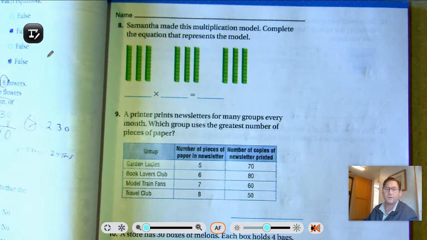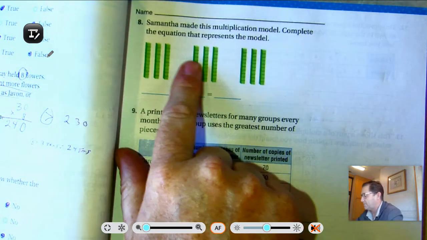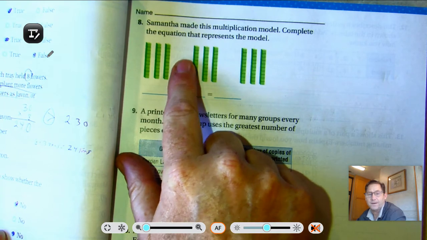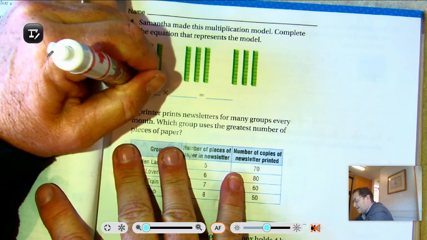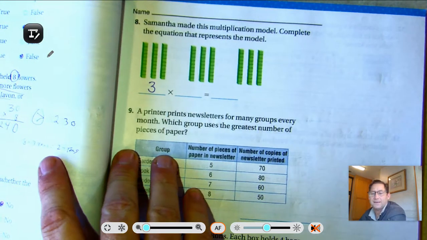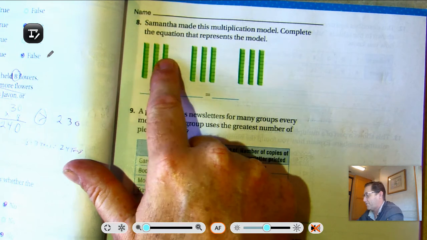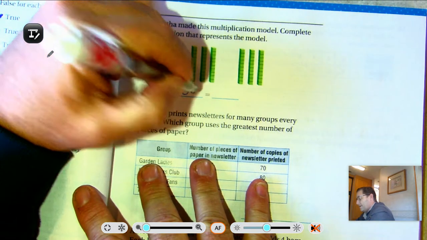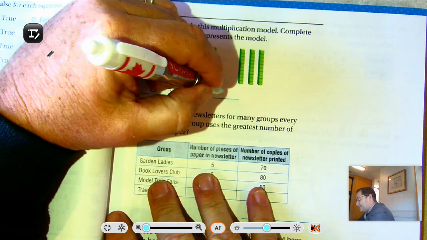Right, number 8. Samantha made this multiplication model. Complete the equation that represents the model. Okay, so we have a space in between here, right? So these are 3 different sets. So it's 3 times how much? How much is in each set? 10, 20, 30. 3 times 30, 30, 60, 90.